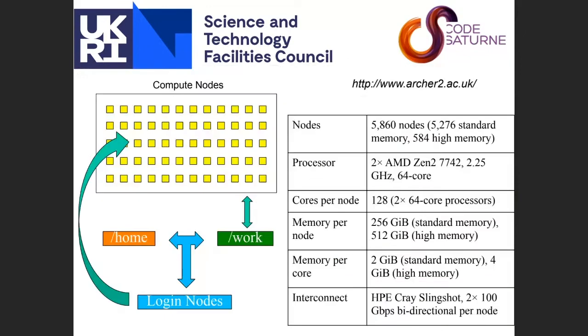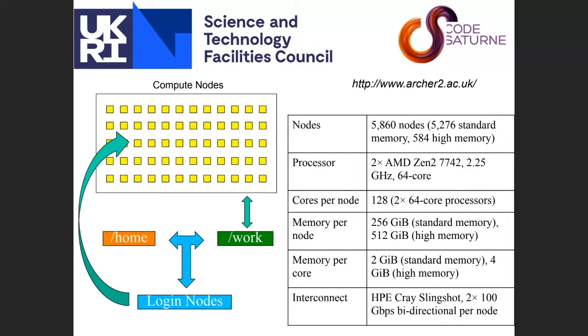Okay, so this is a very quick introduction to Archer 2. This is a machine which is much more complex than UPC, for instance, because there are several disks that you use depending on what you want to do.